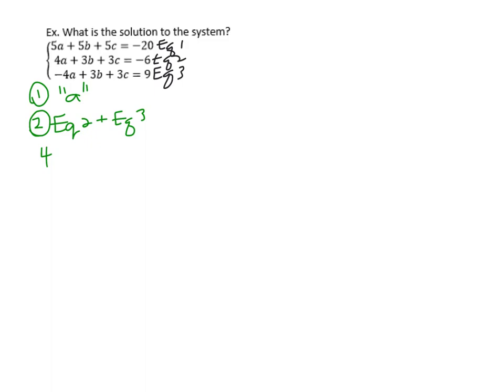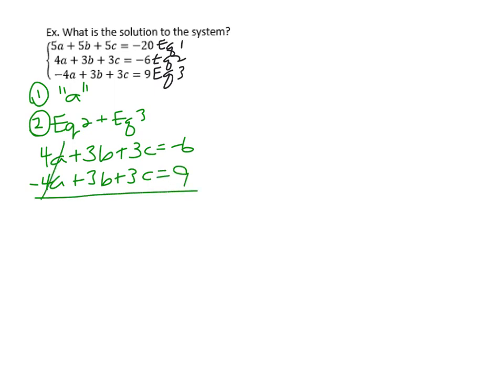And that gives us 4a plus 3b, and 3c is equal to negative 6. Negative 4a plus 3b and plus 3c is equal to positive 9. The a's eliminate, and that's what I wanted. We're left over with 6b plus 6c is equal to 3. And now we have to look at what's left over. We can't use 2 and 3 again. We could do 1 and 2 or 1 and 3.